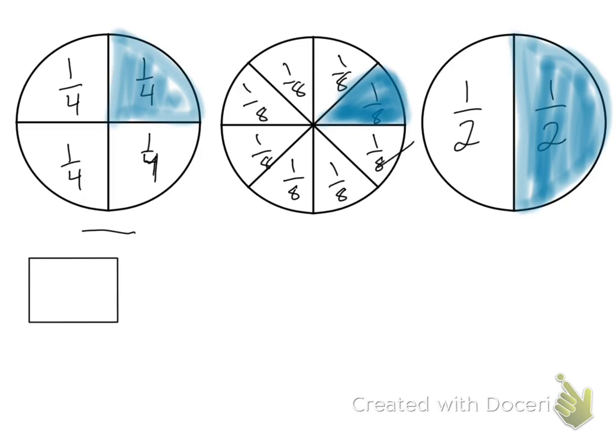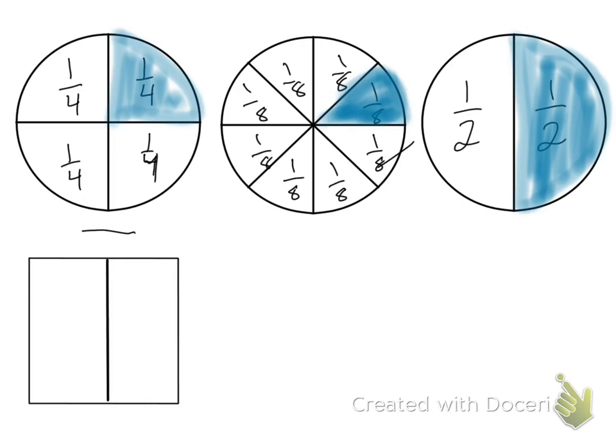Now some restaurants have square pizzas. So how many pieces is this square divided into? Well, it's divided into 4 pieces. So each of these pieces is 1/4 of the whole pizza. So I can do squares or circles and still get fractions.